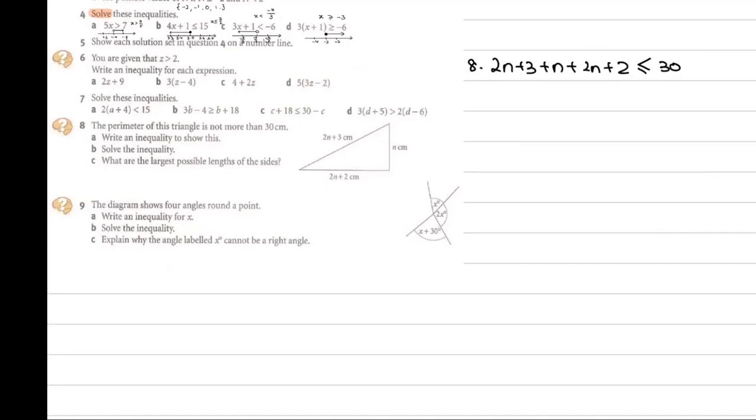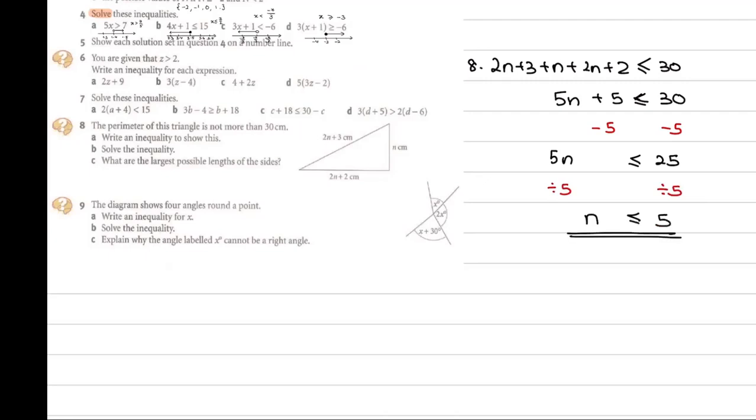So we need to add all these things together and find what we have. 2n plus n plus 2n is equal to 5n. 3 plus 2 is 5. Less than or equal to 30. And now we have to solve it. Minus 5 here, minus 5 here. 5n is less than or equal to 25. Then we have to divide by 5 here, divided by 5 here. We're going to get n is less than or equal to 5.